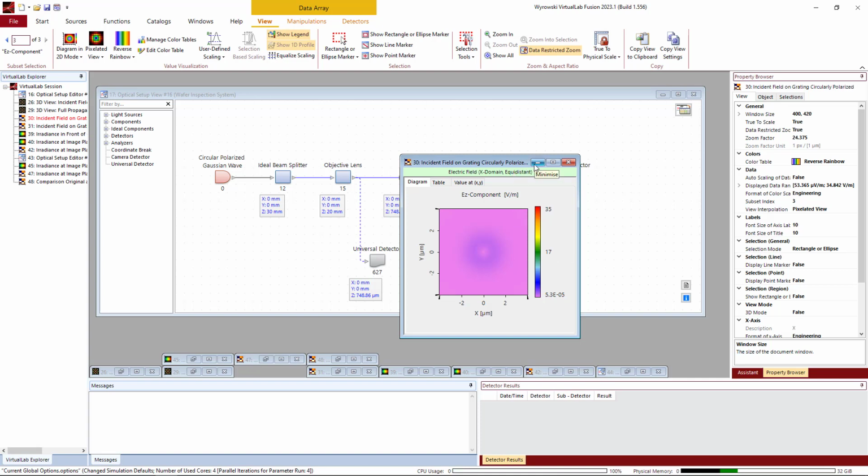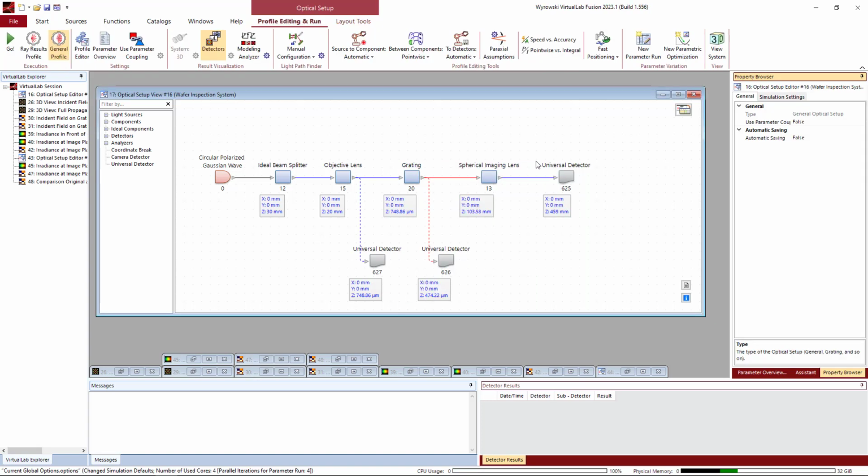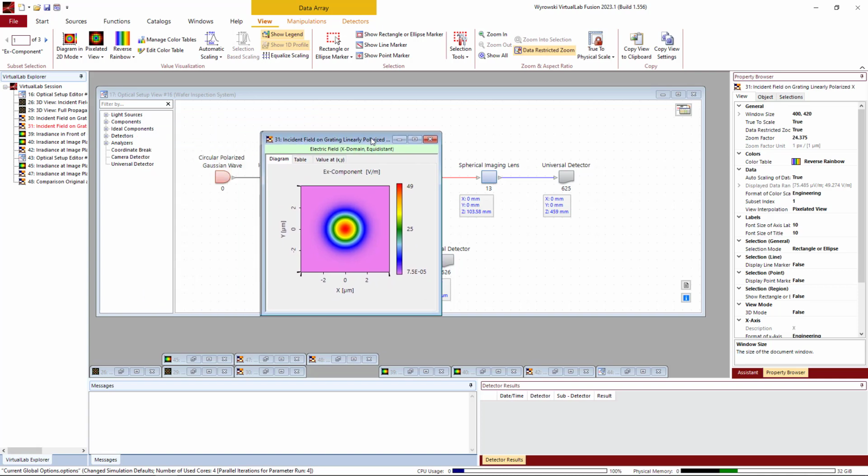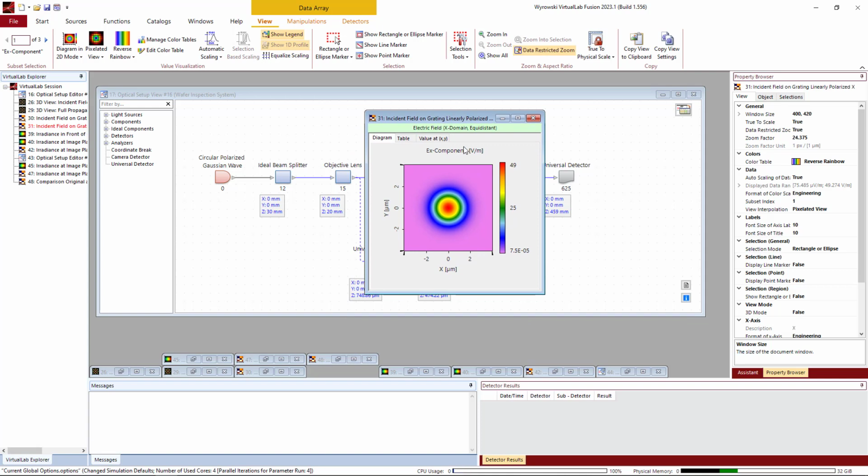But it is there, and it's taken into account in the simulation. Now, just for illustration purposes, I ran another simulation again at the same plane. This is the electric field at the focal plane of that objective lens before it interacts with a grating with a wafer. Only in this case, I'm using linearly polarized light along X at the source.